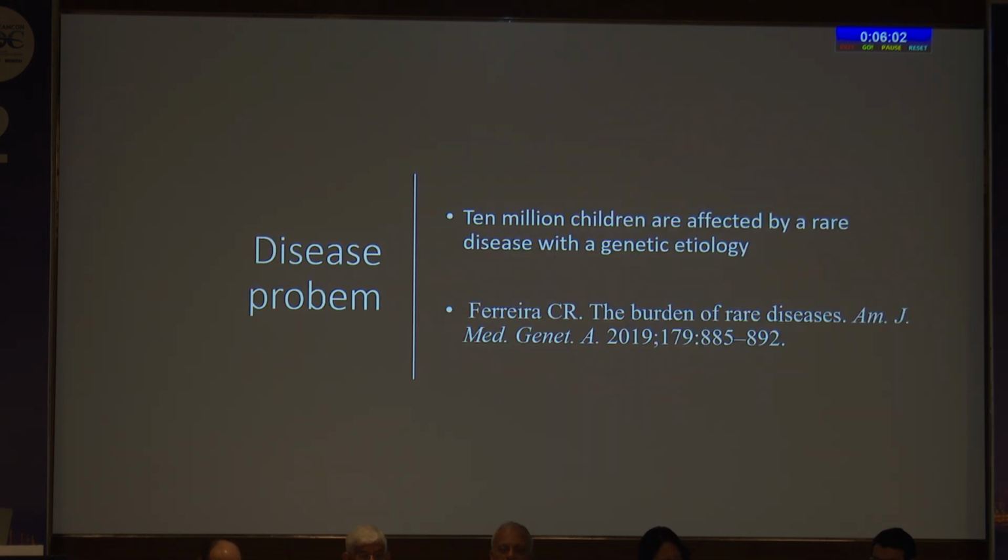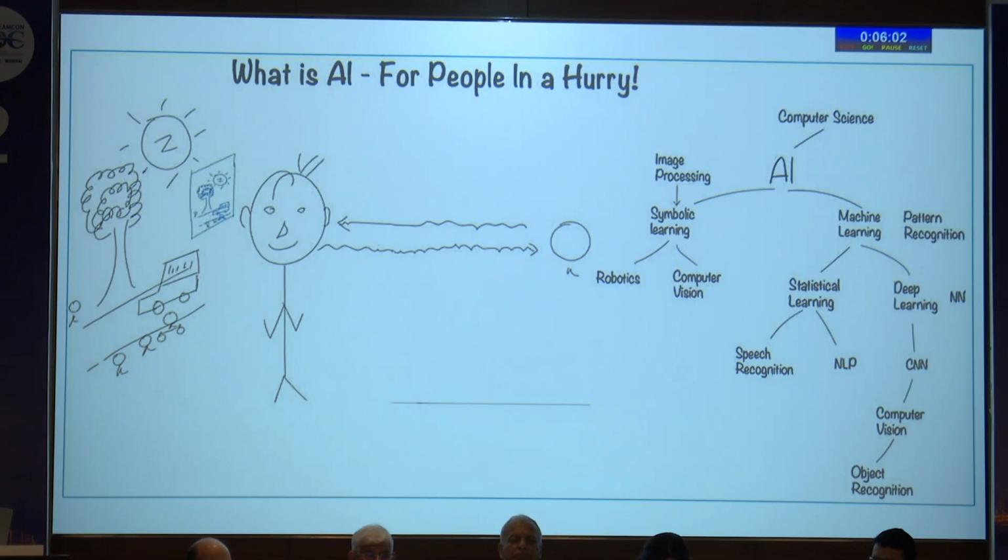10 million children are affected by rare diseases with a genetic etiology, and we do not know which case to operate and which case to not operate, where to expect a result. So we use AI. So what is AI for people in a hurry? You take an image, you process the image, put it into computer science, machine learning. The machine tells you deep learning, which tells you a CNN, a neural network, computer vision, and gives you object recognition, and with that you can find out whether that case is going to succeed or not based on what other people in the past have done.